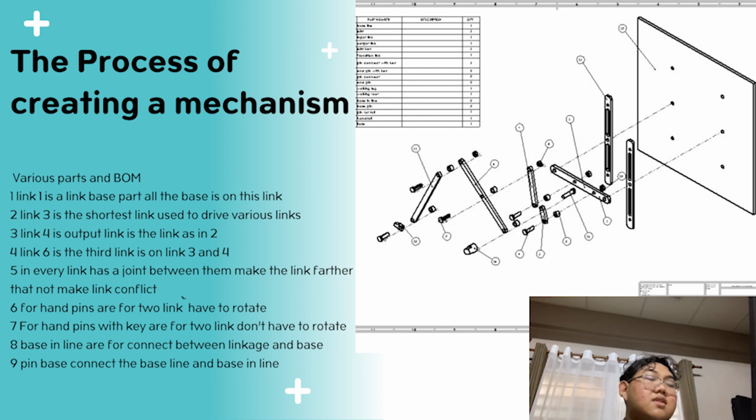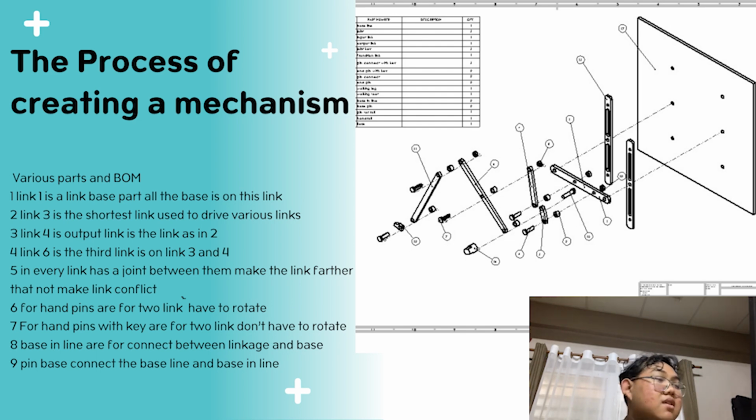Link 6 is the third link, named the transition link. It's on link 4 and link 3. It's used to transition the rotation from link 3 to link 4. In every link there is a joint between them, making the links further apart so that links do not conflict when they rotate.